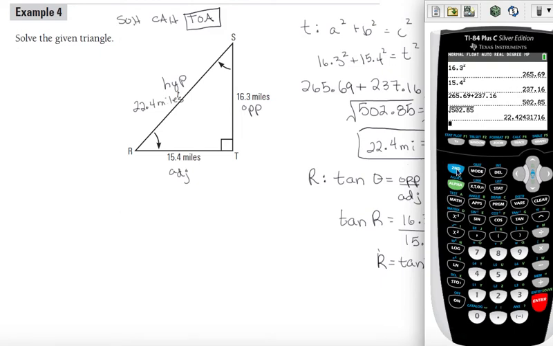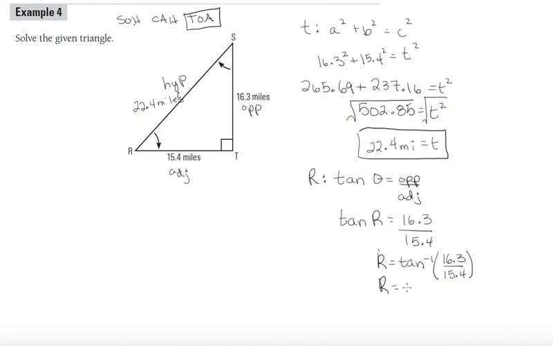So I'm going second function, tan, and I've got 16.3 divided by 15.4, and that gives me 46.62. Degree angles, we've been going to the nearest degree, so 46.6 tells us to round up, so that'll be 47 degrees. So r is 47 degrees.